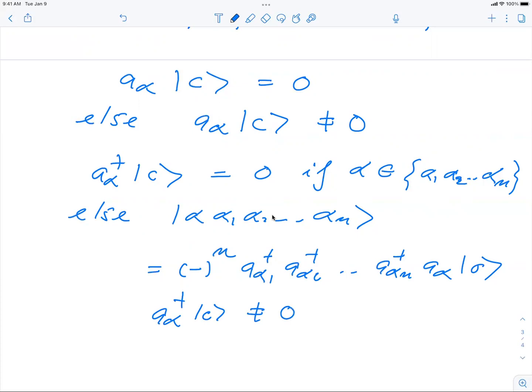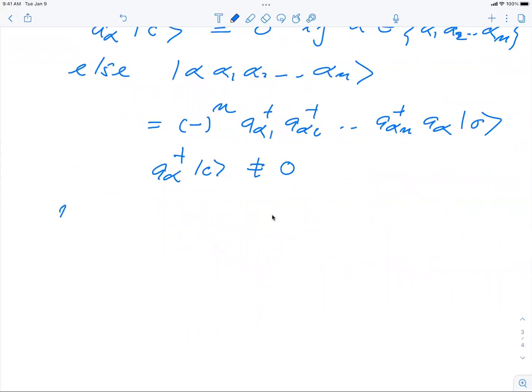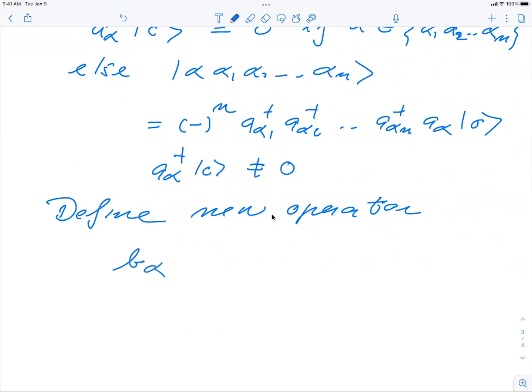So what is common then is to define a new operator. And these are normally called quasi-particle operators. And we are going to look at some of the operations which we're going to deal with these operators. So define a new operator. And we are going to call this operator B alpha. And this B alpha, when it acts on this vacuum state, it's going to give us 0.